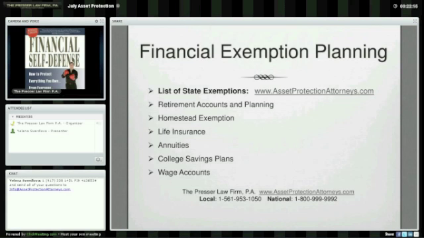Wage accounts are pretty interesting. In Florida, if you're the head of the household, so that means you have at least one other dependent, whoever brings in more money, the higher earning spouse, all of their wages are protected for 6 months. So there's things you can set up, wage accounts, to make sure that all of your wages are protected. Again, I'm just running through these pretty quickly, but retirement accounts, homestead, life insurance, annuities, college savings plans, and wage accounts are the things that are usually protected. Again, they're different in every state, but definitely take a look at our website and you'll be able to see what is and what isn't protected in your state or where you're potentially planning to move.